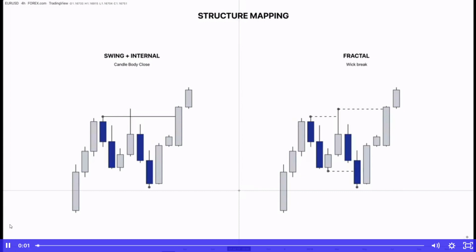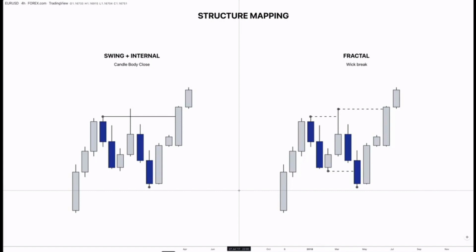So far, we have only really looked at line diagram annotations of what we're trying to do here, but obviously we're not going to be trading line charts in the markets. We're going to be using candlestick charts. So how do we actually map structure, and more specifically structure breaks, on our candlestick charts? And this is how we do it.